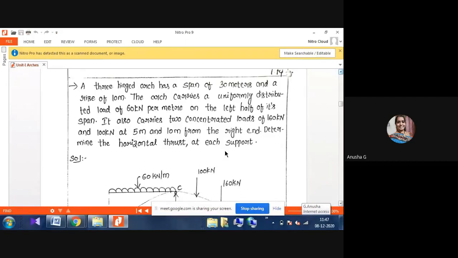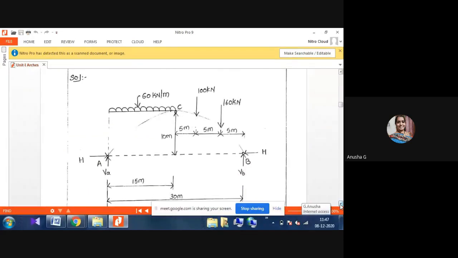Okay, next we go for the next one. First, you have to draw the diagram. This one is our diagram. First check whether the total span is 30 meters, and then the first 15 meters carry a UDL of 60 kilonewton per meter, and on the next 15 meters there are two point loads: 160 kilonewton at 5 meters and 100 kilonewton at 10 meters. Once you draw the diagram correctly, you can go for the normal procedure, whatever we have to solve.